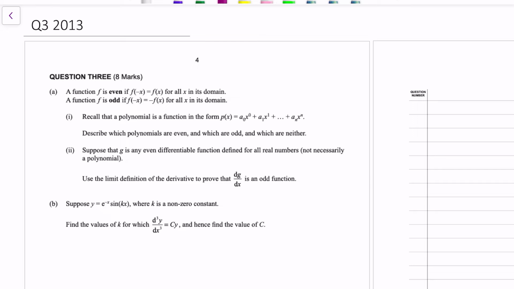We'll look at that. And part B requires us to take a product of two functions and differentiate it 3 times. So we're going to get into some intense algebra for that one, but it's definitely a doable question.